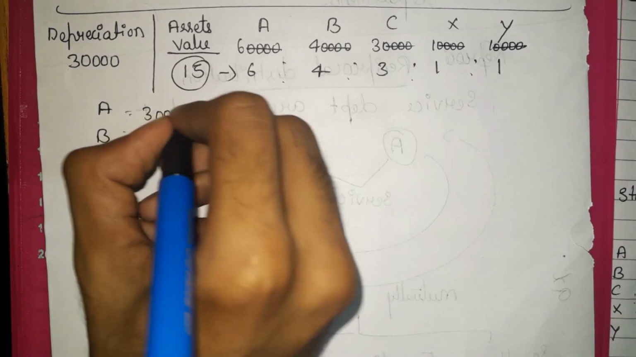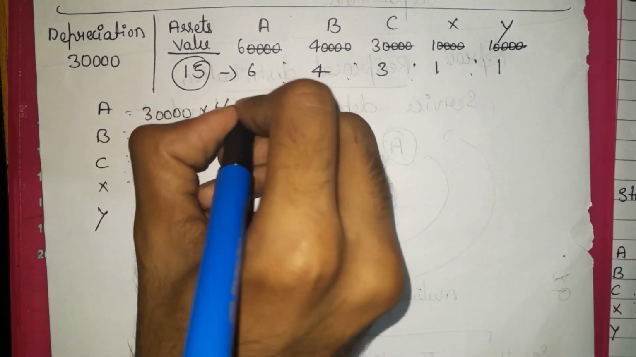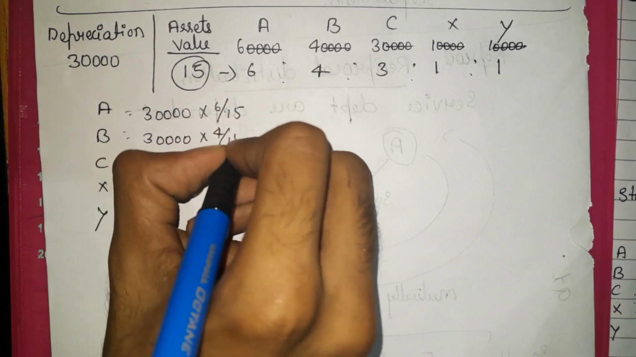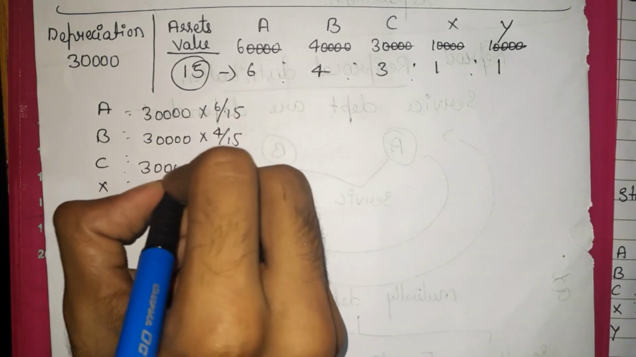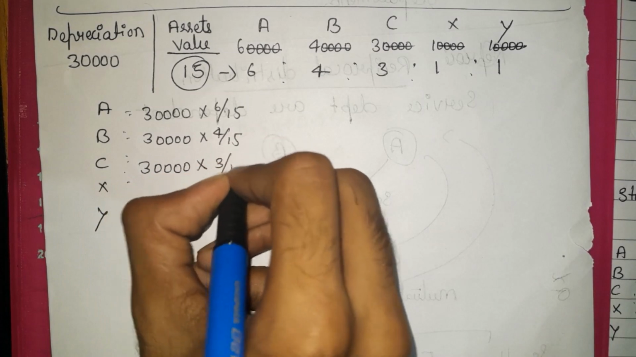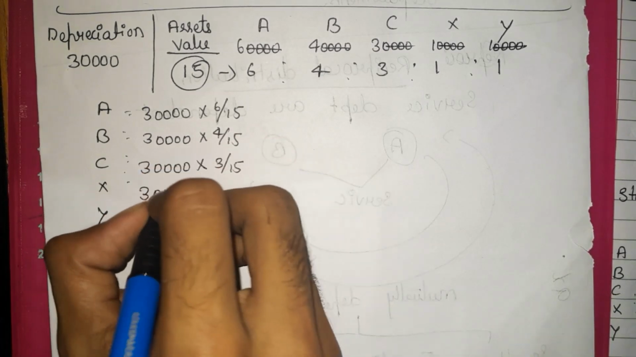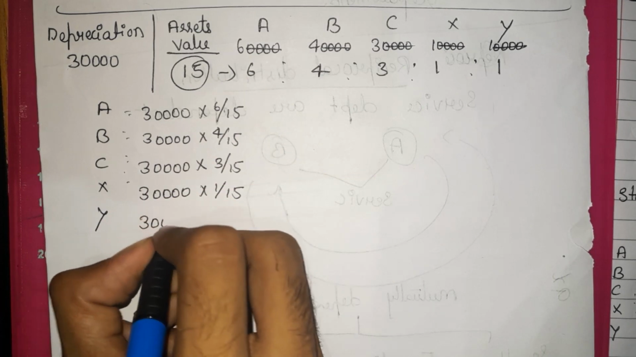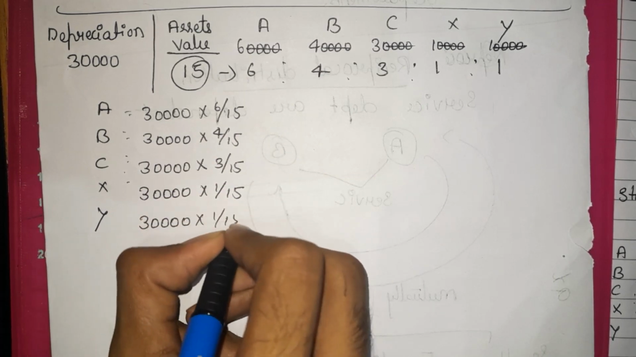So A department will be 30,000 into 6 by 15. B department will be 30,000 into 4 by 15. C department will be 30,000 into 3 by 15. X department will be 30,000 into 1 by 15. Y department will be 30,000 into 1 by 15.